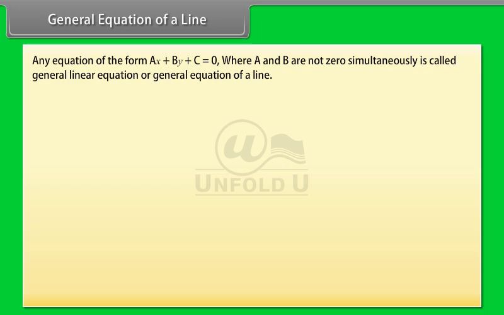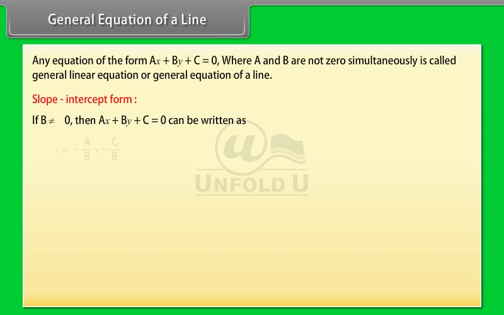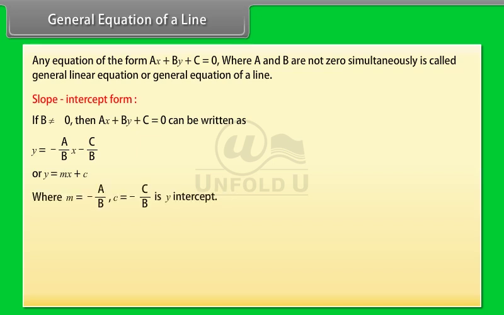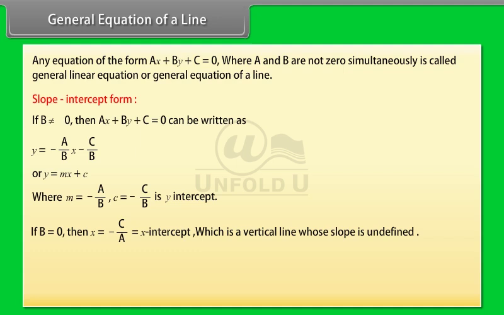Different forms of general equation. Slope-intercept form. If b is not equal to 0, then ax plus by plus c is equal to 0 can be written as y is equal to minus ax by b minus c by b, or y is equal to mx plus c, where m is equal to minus a by b, and c is equal to minus c by b is the y-intercept. If b is equal to 0, then x is equal to minus c by a is the x-intercept, which is a vertical line whose slope is undefined.